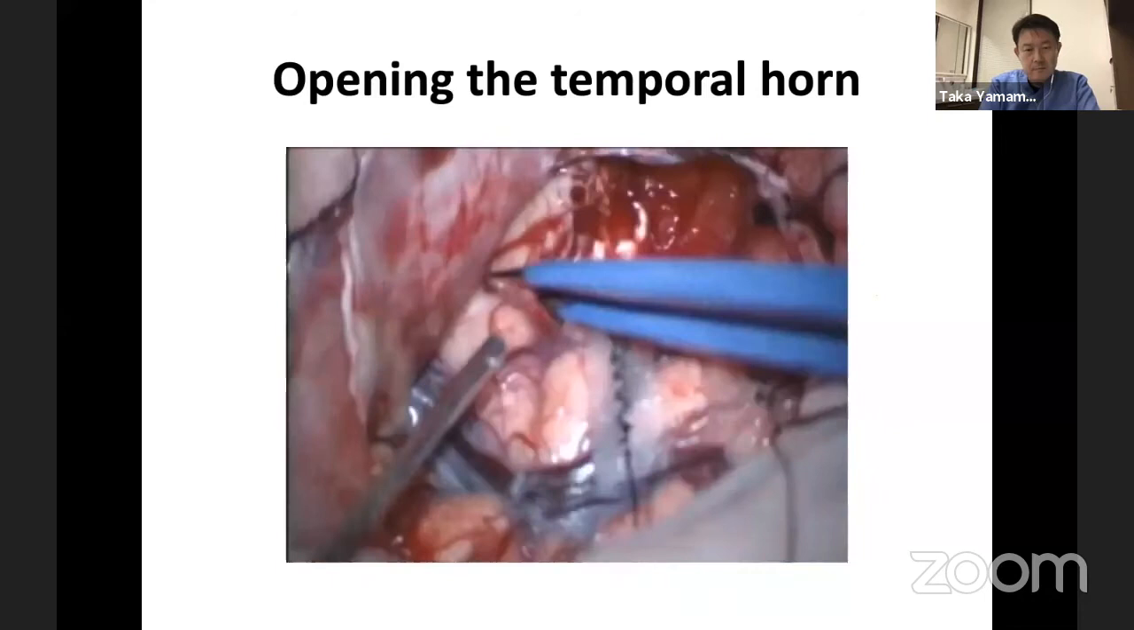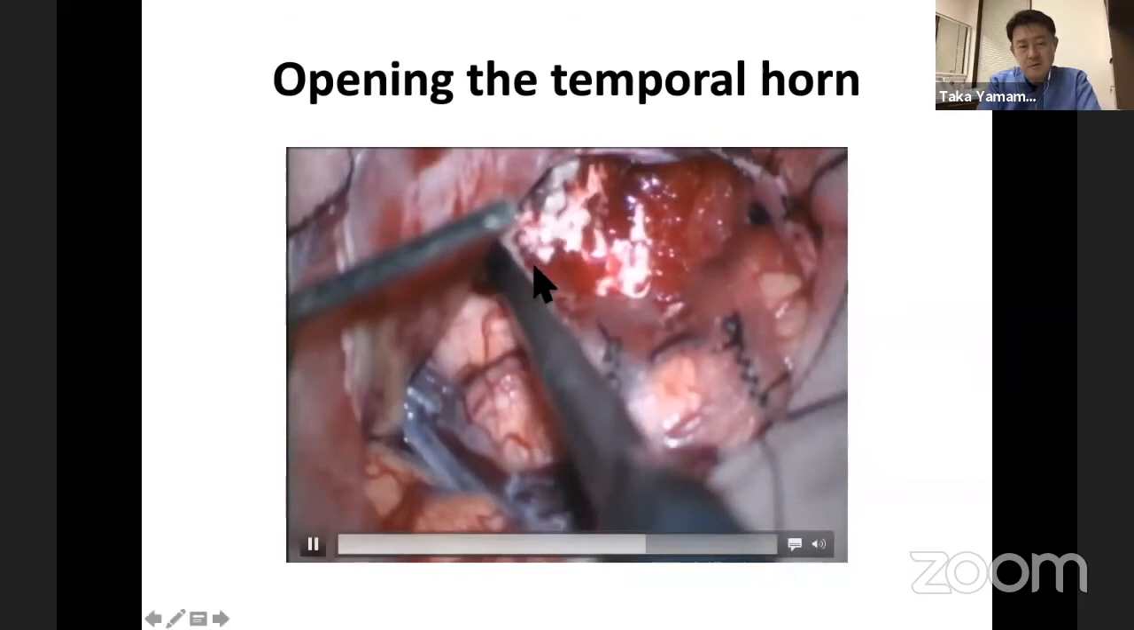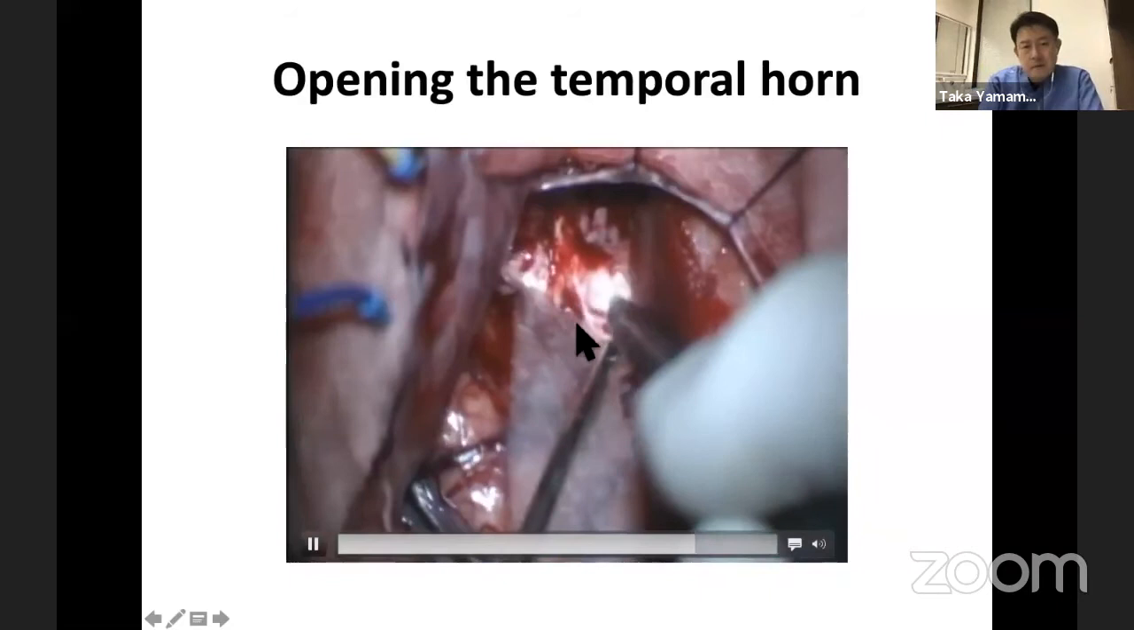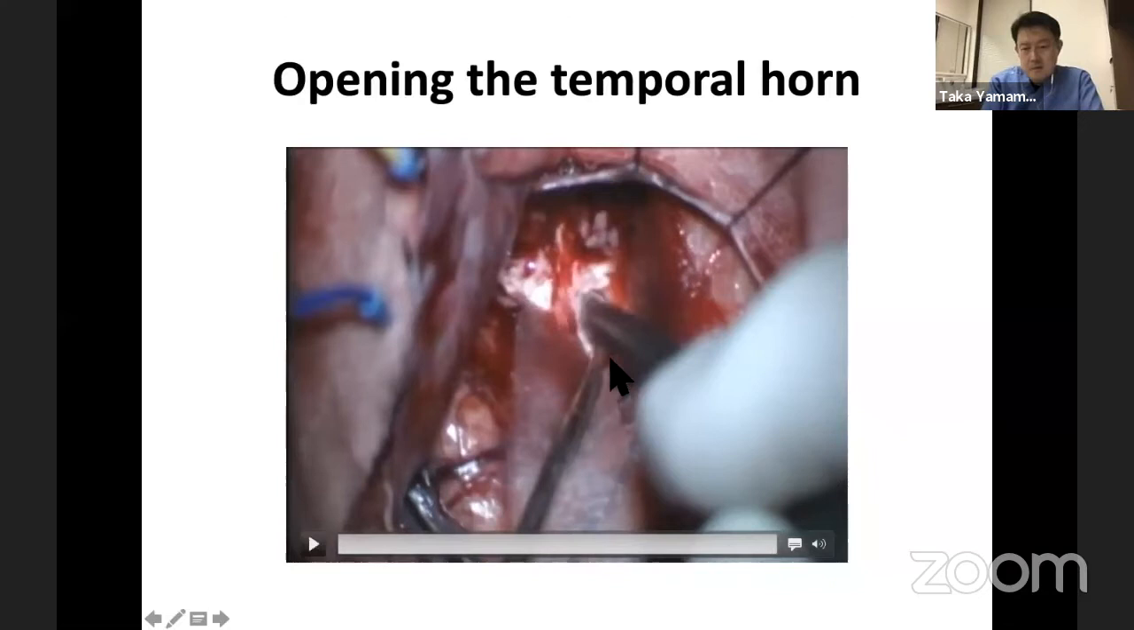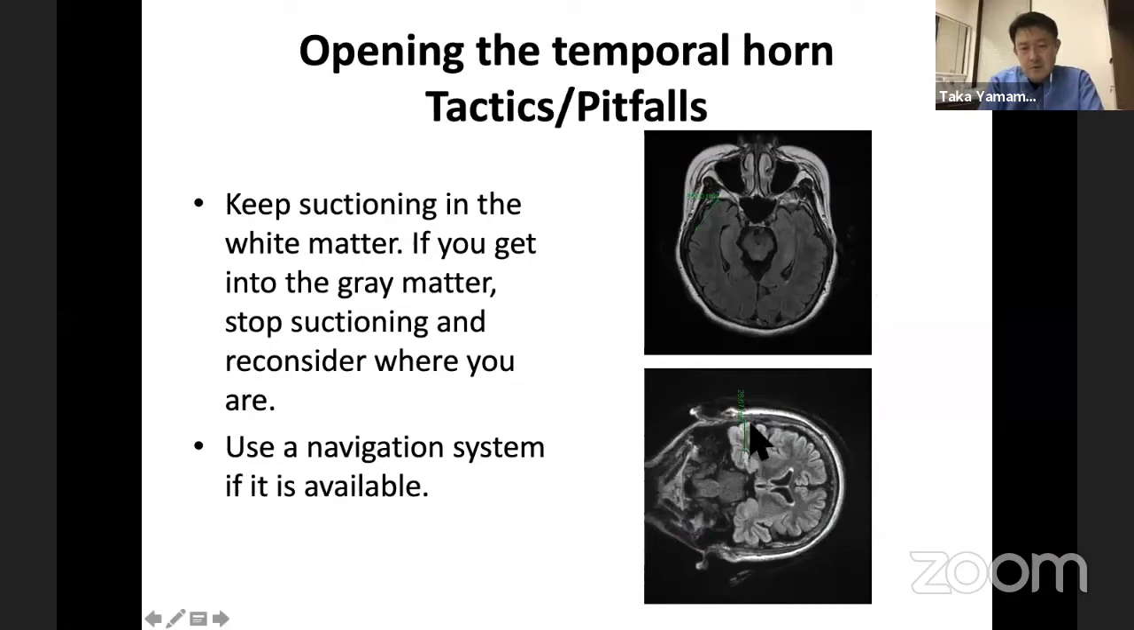And also remove the rest of the middle temporal gyrus. And see this, we can find the inferior horn here. We can see this is the hippocampus. So it is almost a vertical approach from the middle temporal gyrus. We sometimes use a navigation system, but it is not necessary for this procedure.